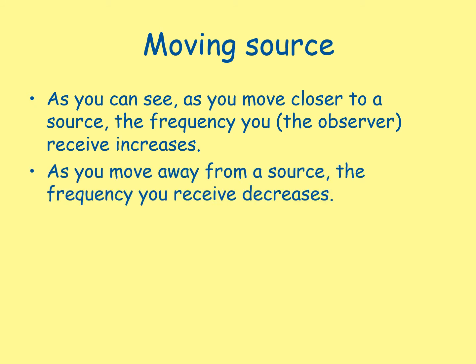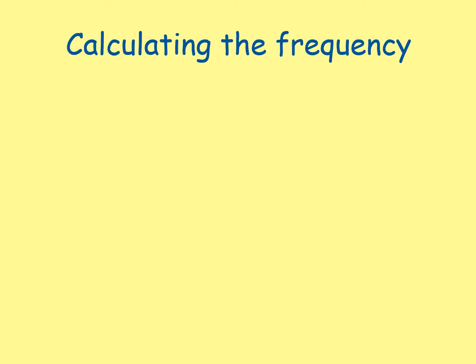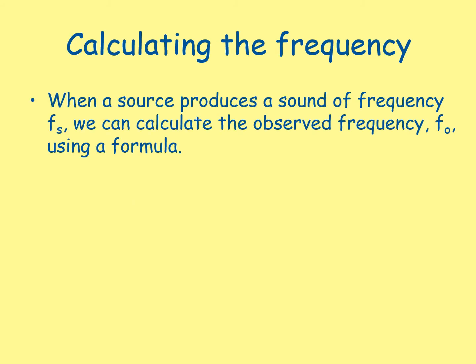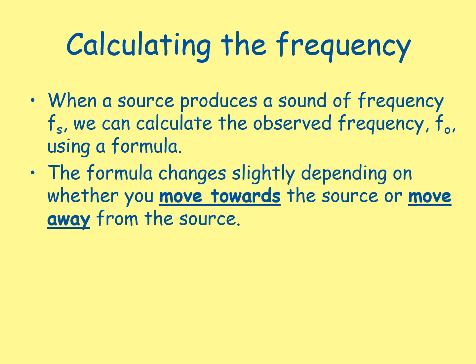Moving source. As you can see, as you move closer to a source, the frequency you receive increases. As you move away from a source, the frequency you receive decreases. Calculating the frequency. When a source produces a sound of frequency Fs, we can calculate the observed frequency, Fo, using a formula. The formula changes slightly depending on whether you move towards the source or move away from the source.